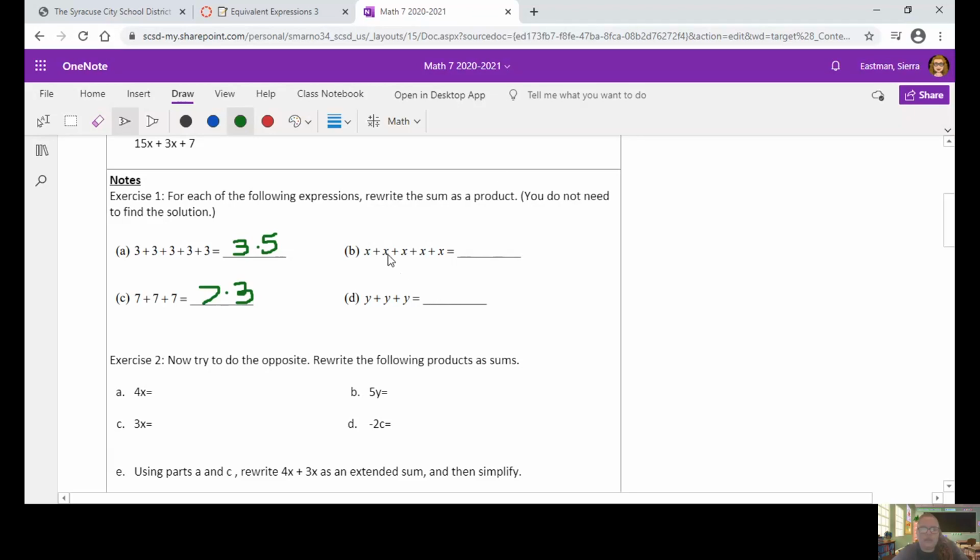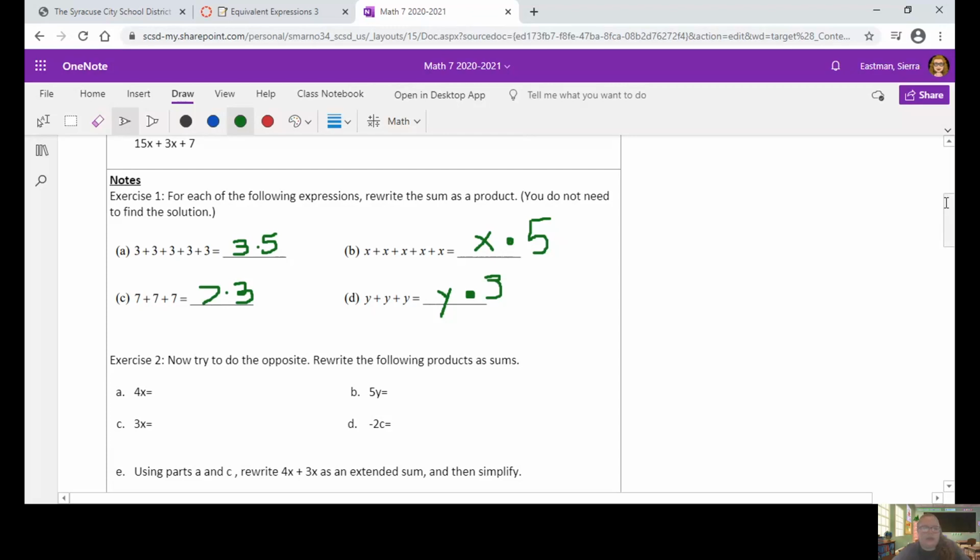So now we're going to do the same thing with some variables. If I have x and I'm adding it together 5 times, that's going to be the same as taking that x and multiplying it by a 5, just like I did with the 3. If I have y 3 times, it's going to be the same thing as taking that y and multiplying it by 3, just like I did with the 7. Okay? Even though we don't know what these variables are yet, we can use the same methods that we would to simplify these super long sums.